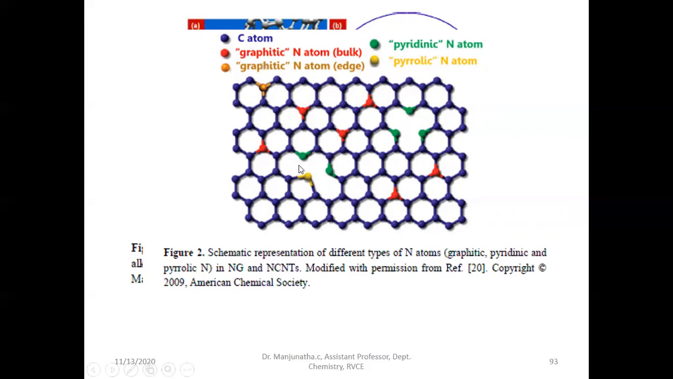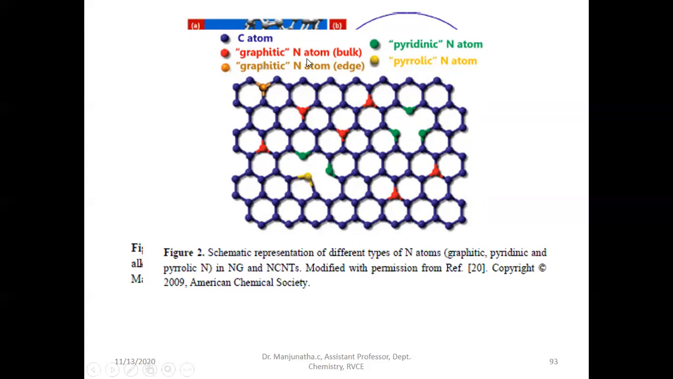So this will have different chemical properties and exhibit different optical and electronic properties. Okay, and you can see that. And also there is a chance for forming a 5-membered ring like this pyrrole ring. This yellow one is actually a nitrogen atom which is linked to only 4 carbon atoms. It leads to the formation of pyrrolic nitrogen atom.